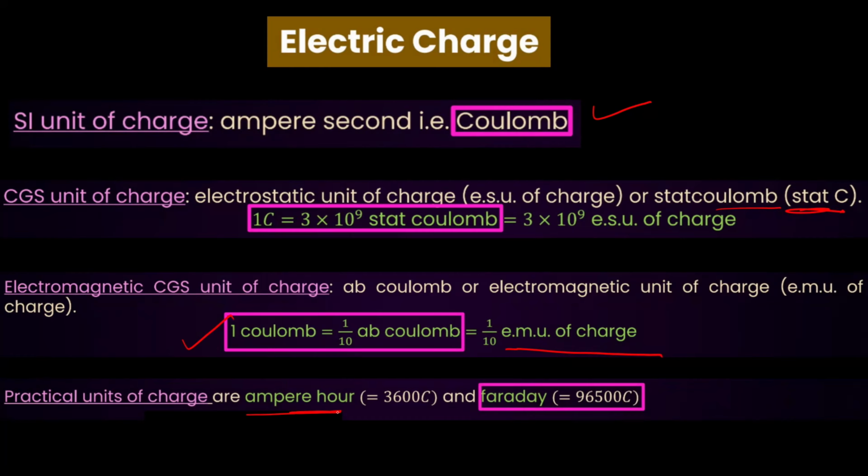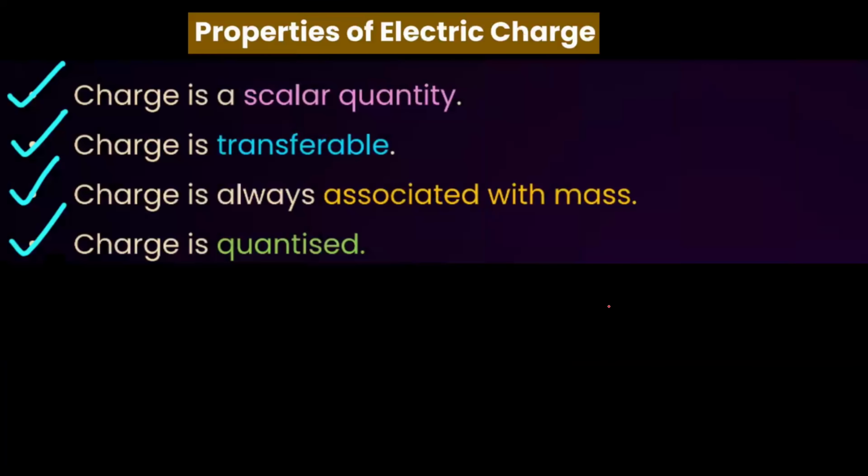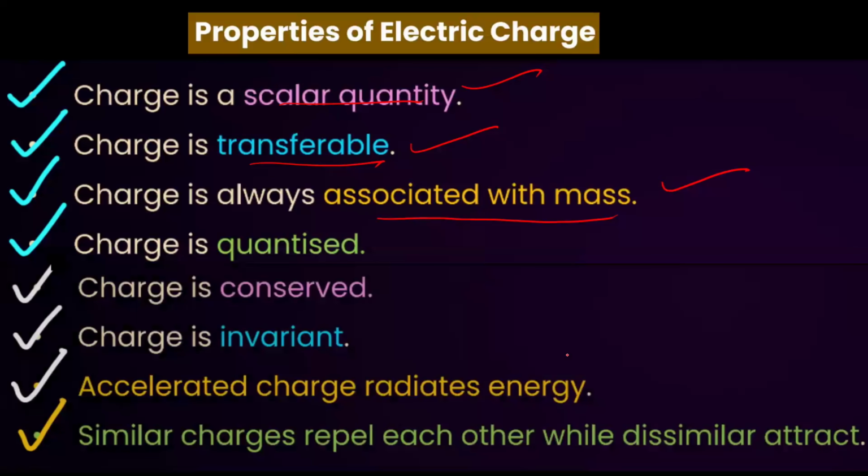Now we shall see the properties of electric charge. Charge is basically a scalar quantity. Number two, it is transferable. Then it is always associated with mass. Then charge is quantized. Further, charge is conserved. It is invariant. It is accelerated charge which radiates energy, and similar charges repel each other while dissimilar attract.